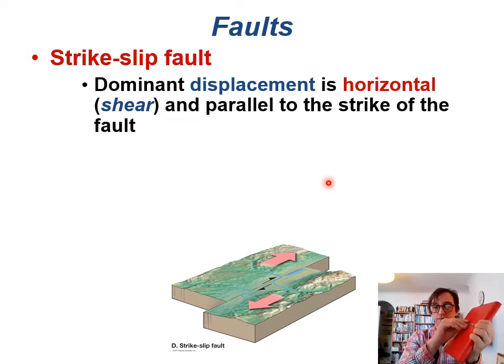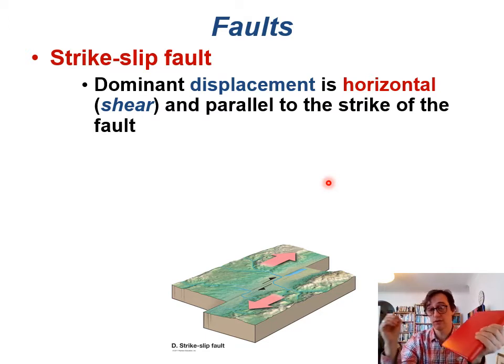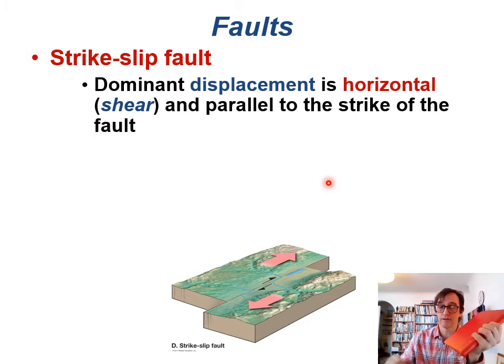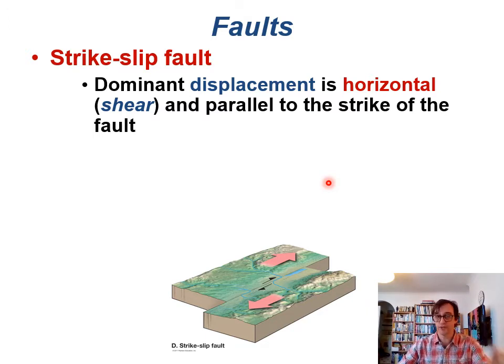The strike is, if I put this pen, if you can see in the photo here, that's your horizontal line, so it's that direction, north or south, whatever the compass direction is. That's your strike. When we take measurements of beds of rock in the earth, that's what geologists do. They measure the strike and they measure the dip, the orientation of that bed, or in this case a fault. So the strike is movement in the horizontal direction rather than up or down. So dominant displacement is horizontal, or what's called shear, and parallel to the strike of the fault.